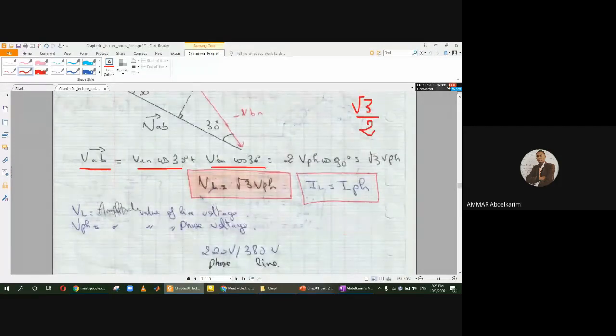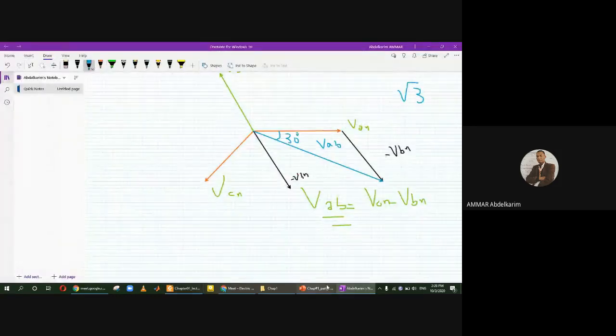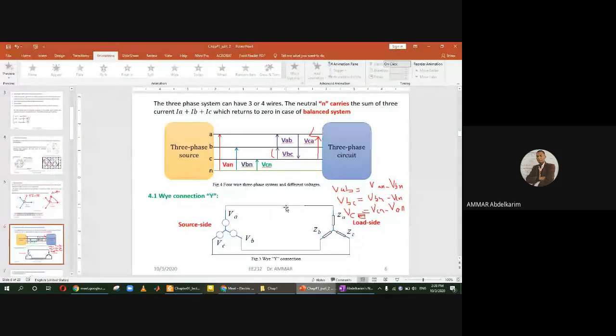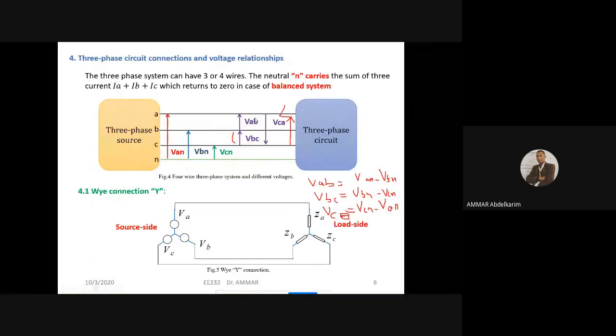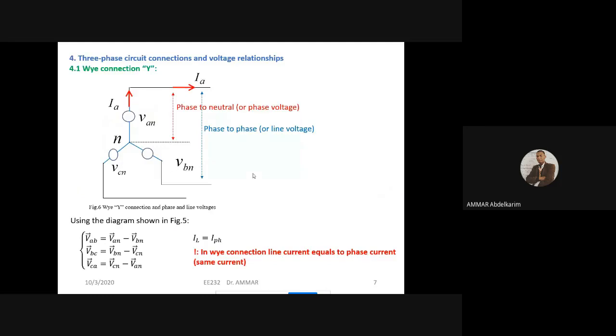So this is the relationship between the line and the phase voltage when we have a delta connection. Okay, let's continue. So these were for the delta connection system.